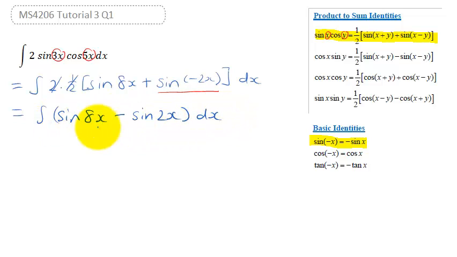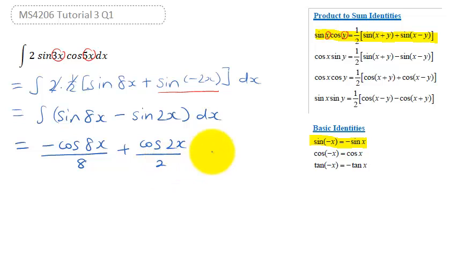So now I just have to integrate this expression. Integrating sine 8x will be negative cosine 8x divided by 8. And integrating sine 2x will again be negative cosine, so negative and negative will become a positive. And we have the answer.